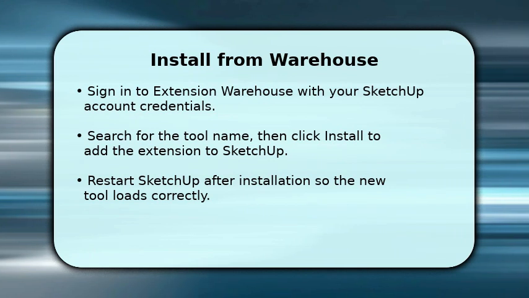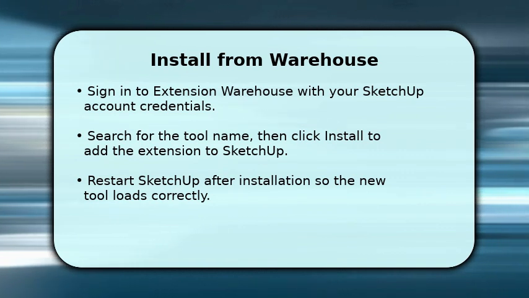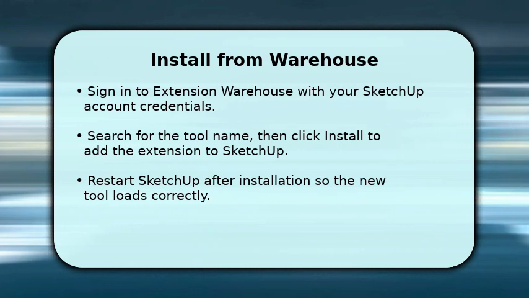Use the search box to find the extension by name. Click the extension page and then click Install to begin adding it. SketchUp will download and install the extension automatically when prompted. Watch for permission dialogues and approve them to complete installation. After install completes, restart SketchUp so the new tool loads into the interface correctly and reliably.